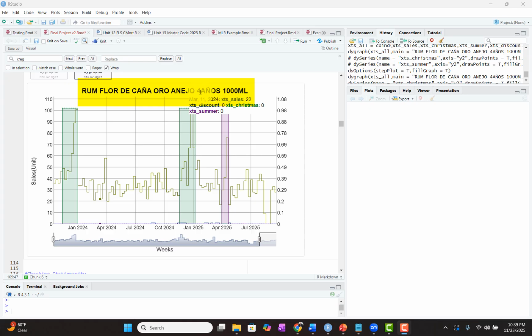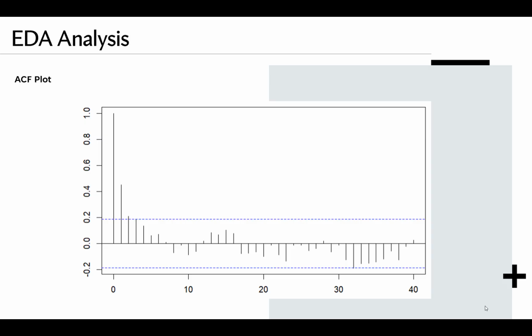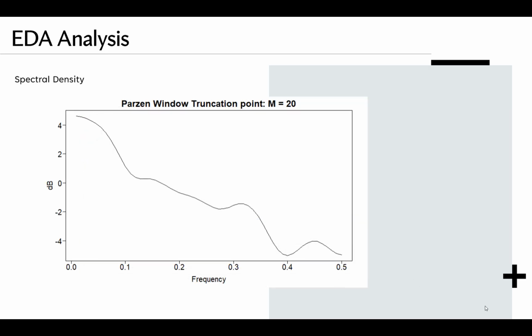This is our SKU. The highlighted areas represent irregular events that cause abnormal demand patterns, mainly driven by promotions, special seasons, or operational situations. The ACF shows significant autocorrelation in the first few lags and a gradual decay, and we don't see too much evidence of seasonality either. With respect to the spectral density plot, we don't see too much evidence of a dominant frequency peak, meaning that there's not a clear strong seasonality here.